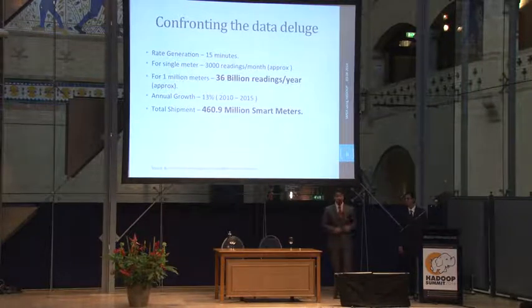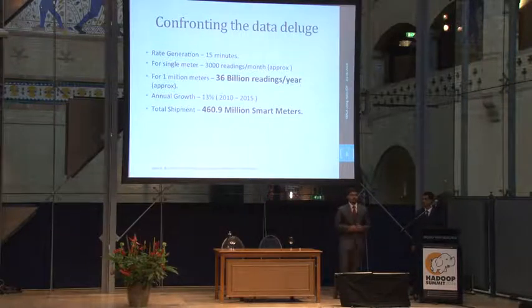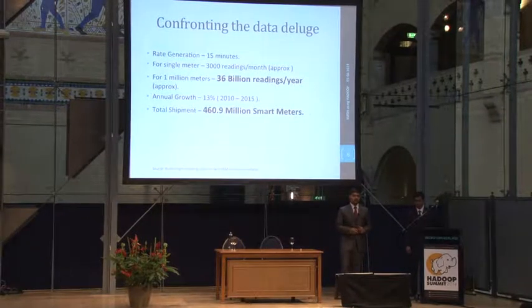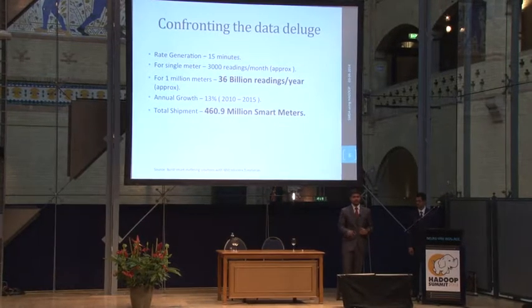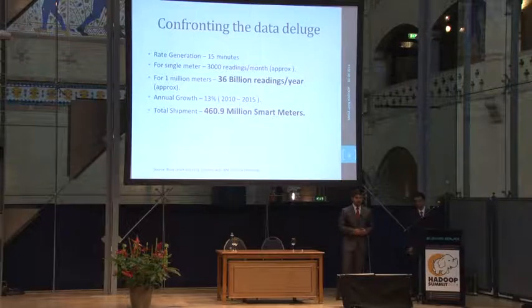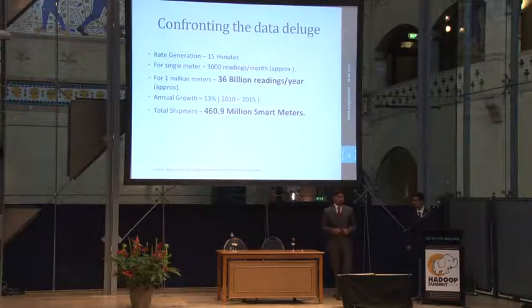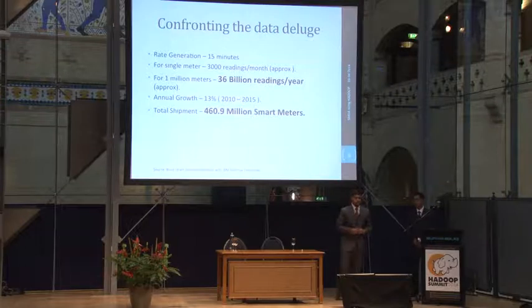Moving on, the smart meters, yes, the MIF file comes in. MIF is metering image format. The rate generated is every 15 minutes, and approximately 3000 readings per month per user are generated by a smart meter, and 1 million meters will generate 36 billion readings. 36 billion is a huge amount of data, and if a standard MIF is 20 bytes, this generates very huge data which should be computed. This statistical data is taken from IBM's paper, and there is a 13% annual growth, and about 460 billion smart meters are going to be installed till the end of 2015.